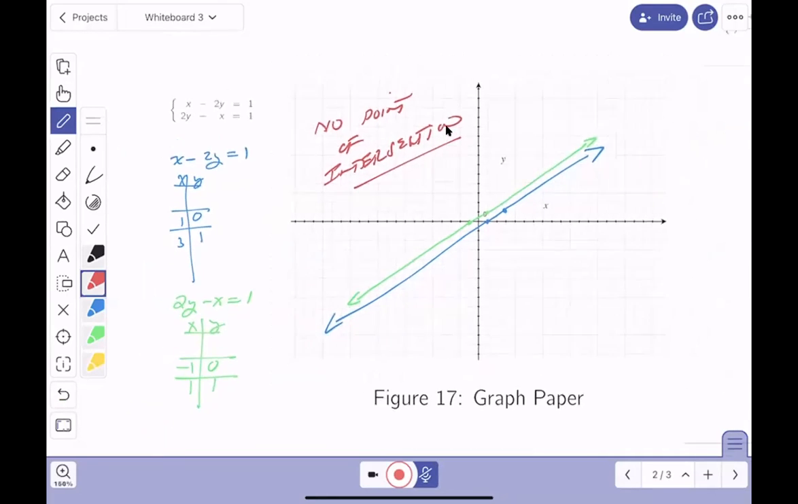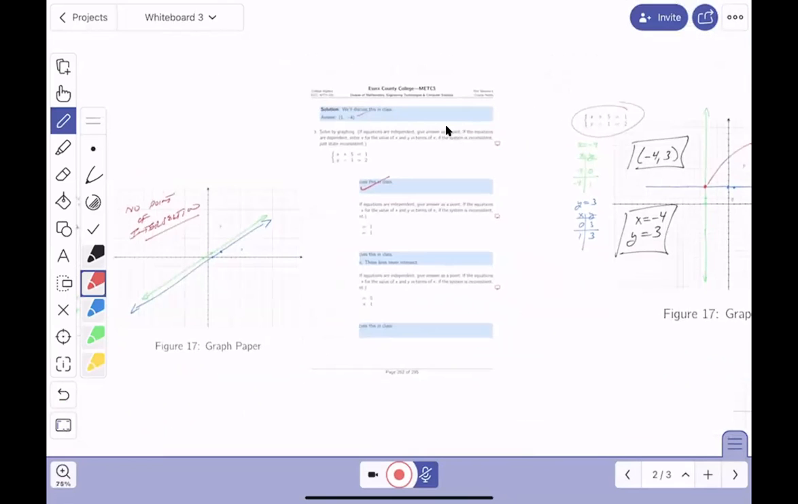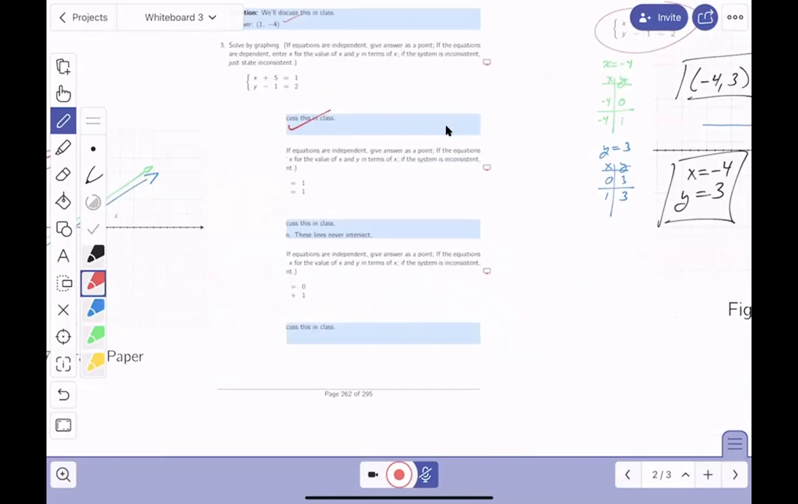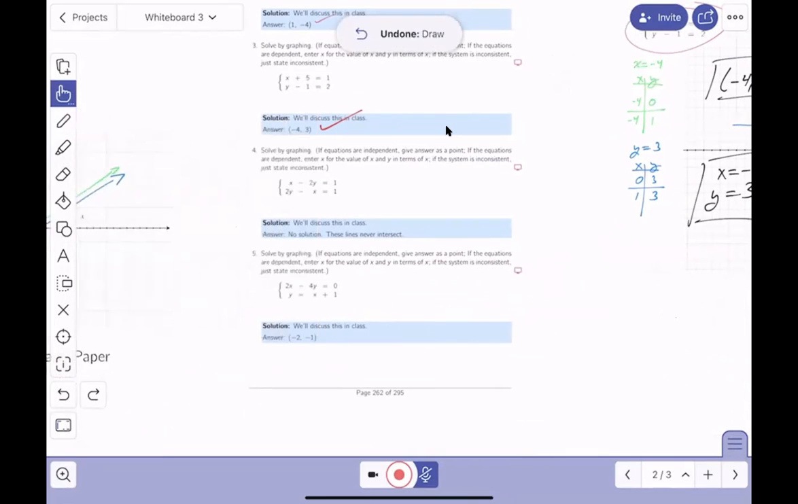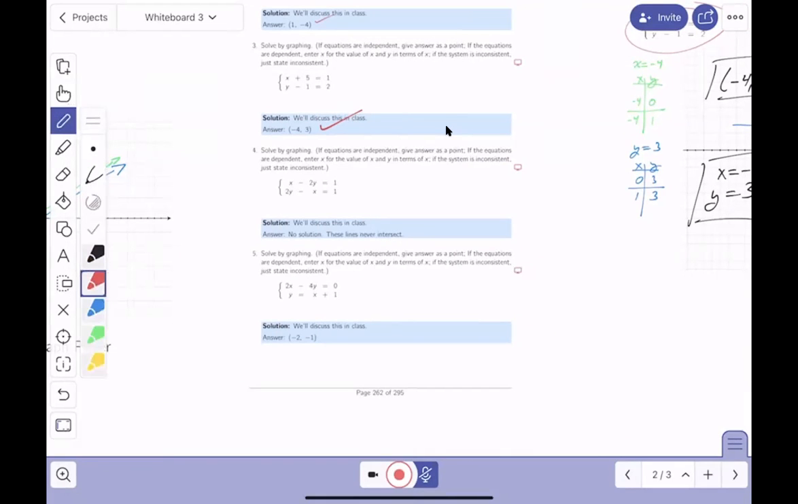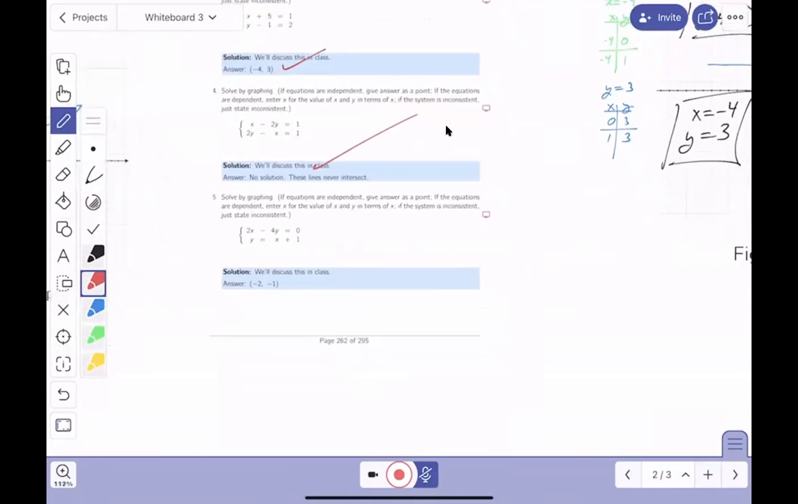All right, let's go back. Well, look at the answer key. No, I messed it up though, didn't I? Whoops, didn't mean to do that. Look at that. No solution. These lines never intersect. And I wrote that down as my answer. So I'm feeling pretty good about that. All right, let's go to number 5.